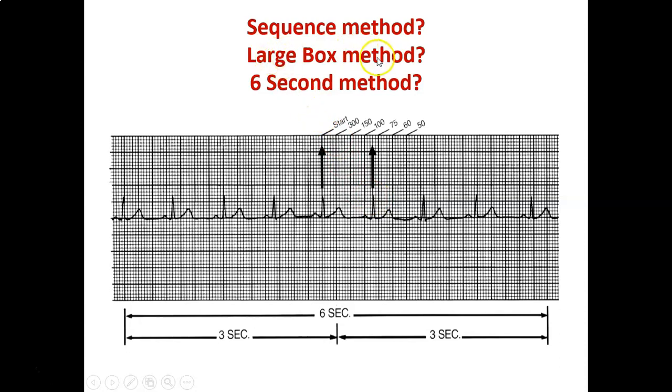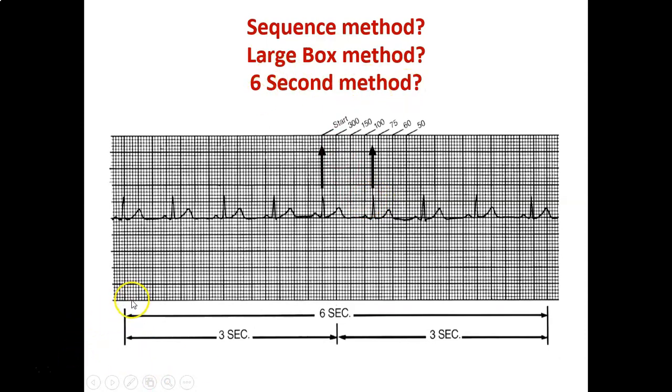Now the large box method. How many large boxes between the two R waves? 1, 2, 3, and 4, 3.75 something. So heart rate is again approximately 70 beats per minute. This comes when you divide 300 by 3.75. And then the last one is the 6-second method.